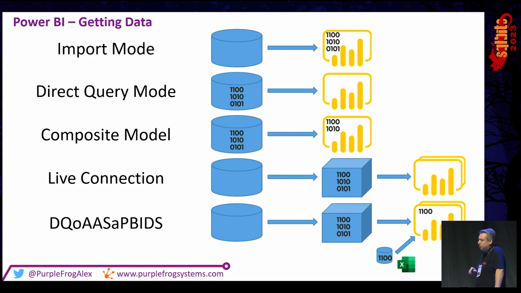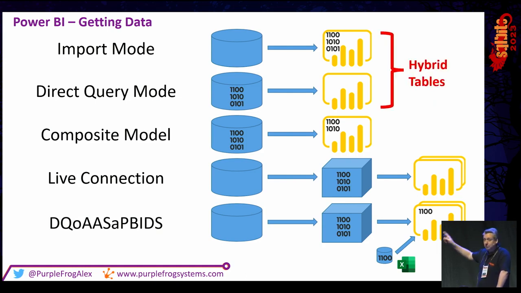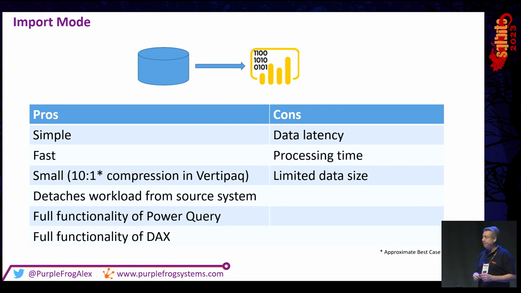So let's look at a few of the pros and cons of doing these. Let's go back to the first one. Hybrid tables. These are a great thing where you can actually combine import and direct query in a single table to get a combination of import but live data today. So we'll talk about these in a bit more detail. So import mode.